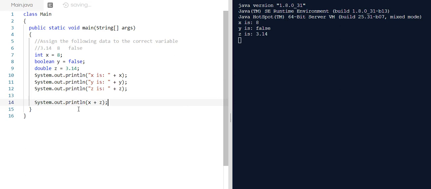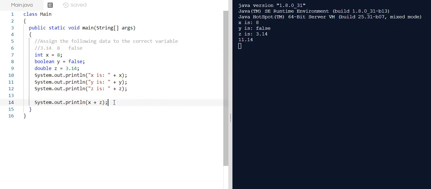Those are both primitive data types, and they're both numerical in value, so it should be able to perform the addition operation on them no problem. So when I run this, we should get another line up here, and sure enough, when you add 8 and 3.14, you're going to get 11.14.